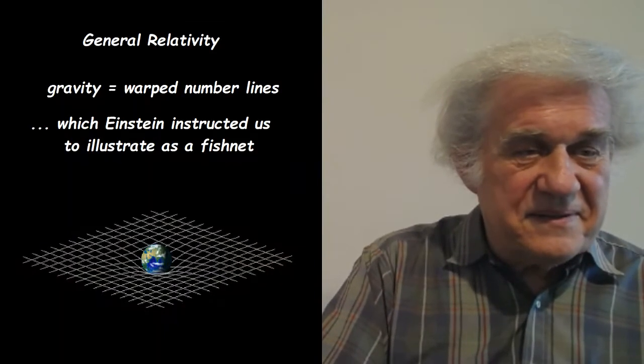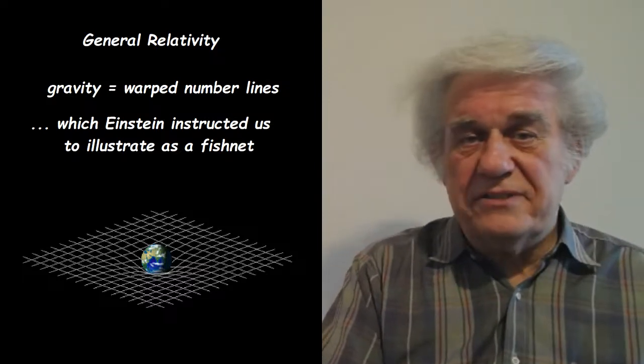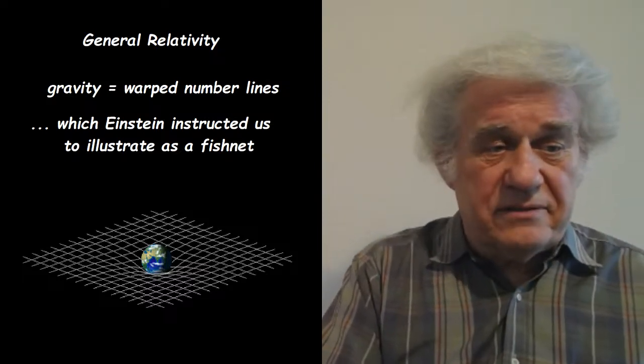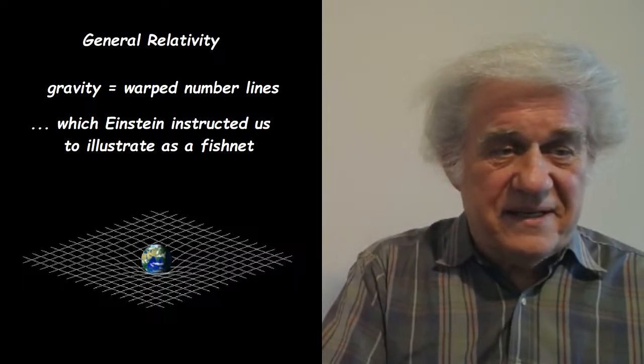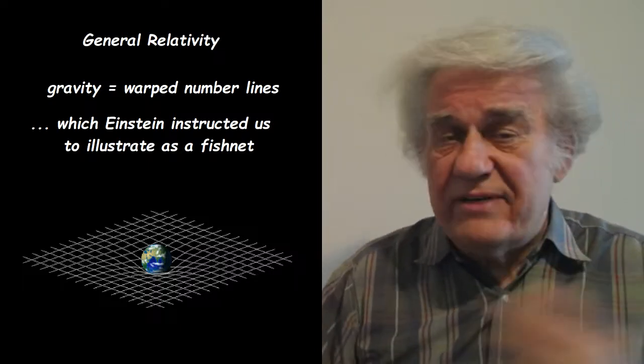And here, let's see if we can enlighten him. This is what he should have answered. He should have said, look, under general relativity, right? Under general relativity, gravity is warped number lines.